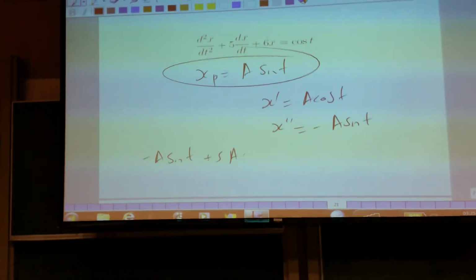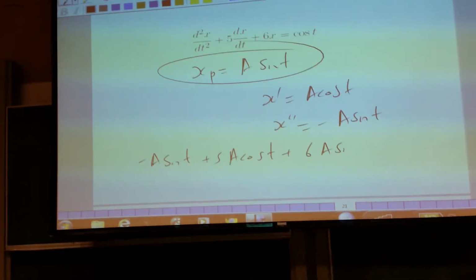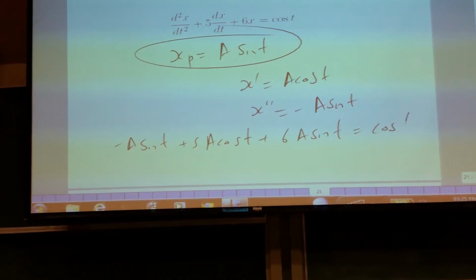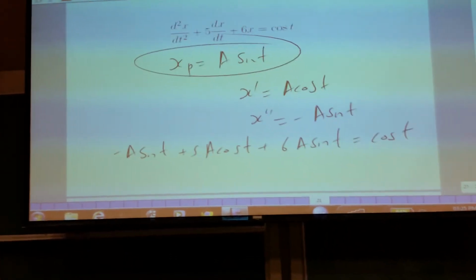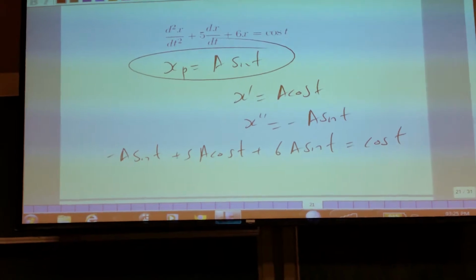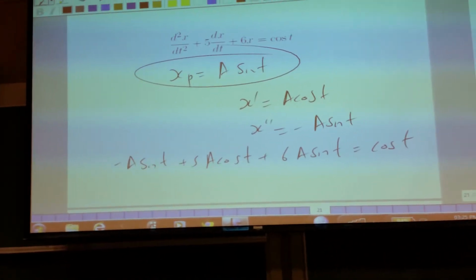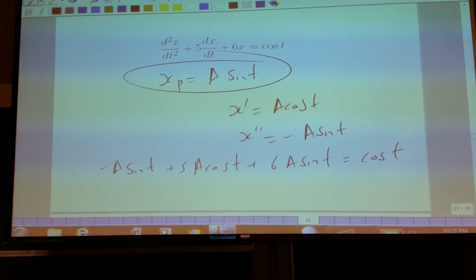Plus 5a cos t plus 6a sine t equals cos t. So if x prime is a cos t, x double prime is minus a sine t. If I do the second derivative, just double check that everything is correct. You got that, plus 6a sine t equals cos t.